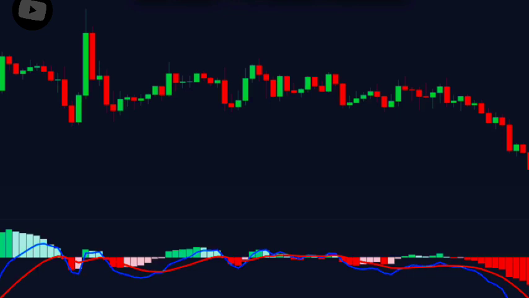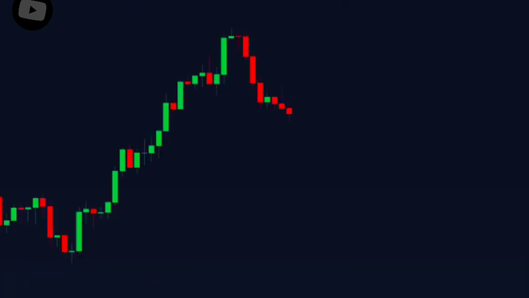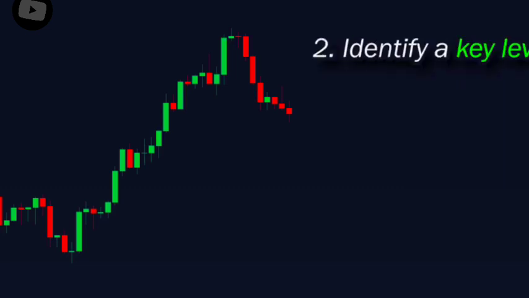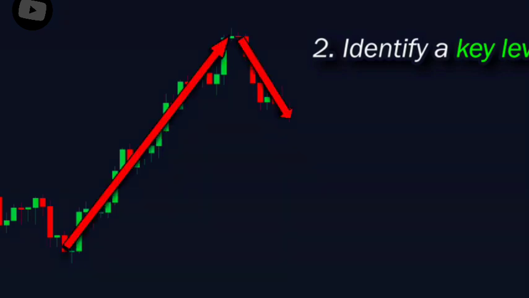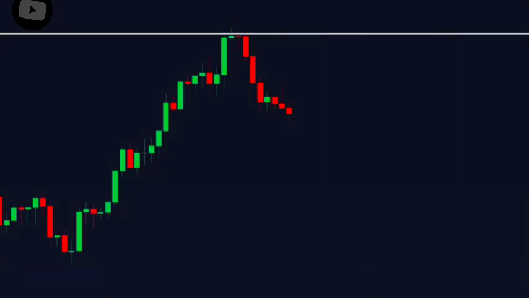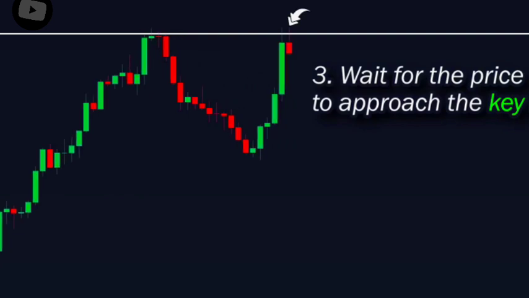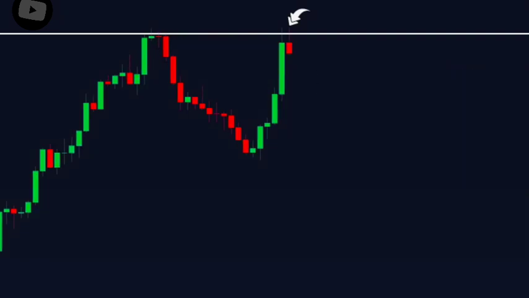So here's how the strategy works. The first step is we need to choose a time frame. In this case, I'm using the 4-hour time frame. Now the next thing you need to do is identify a key level within this time frame. So as you can see, the price went up, hit and reverses downwards, and so we can draw a resistance line up here. The next step is you want to wait for the price to approach the same key level once again. Now once this happens, we are expecting the price to reverse downwards.